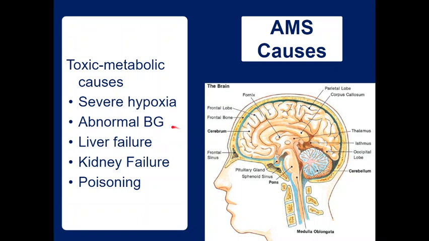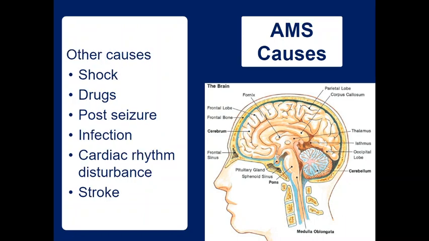Liver and kidney failure, because toxins build up in the bloodstream as well, and then poisonings. If you inhale something or ingest something, that can cause stuff in your bloodstream to diffuse into your brain and also cause problems. Other causes: shock, that's a state of hypoperfusion, so that makes sense. If we're not perfusing the brain effectively, it's like hypoxia, right? We're not delivering nutrients, not getting rid of waste, not doing gas exchange. That can cause altered mental status.